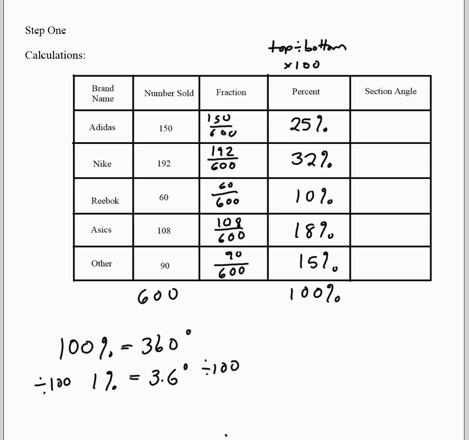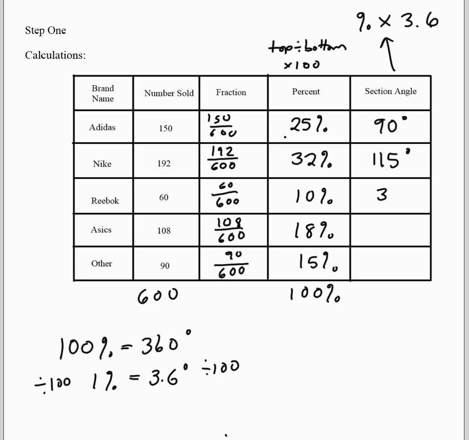So really, to turn it into an angle, all you have to do is take the percent and multiply it by 3.6. And so that's all you need to do. You just need to get your calculator and you need to convert each one into an angle. So 25% is going to be 90 degrees. And 32% it's going to be 115.2 degrees. So this is where we would just round it to 115 degrees.